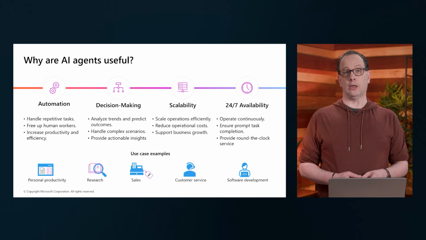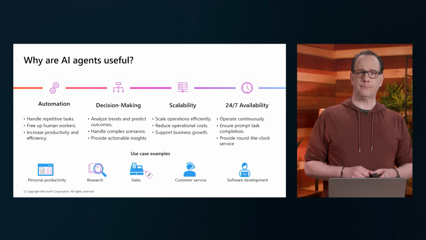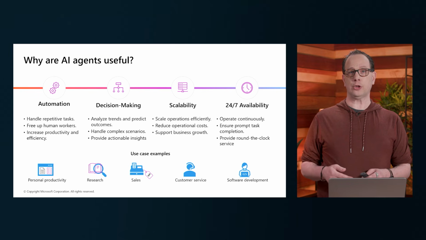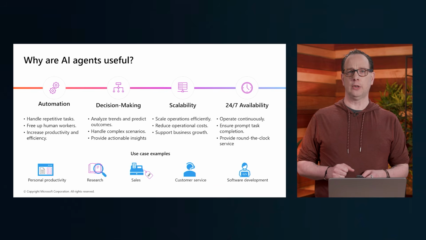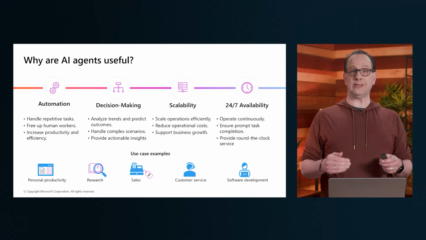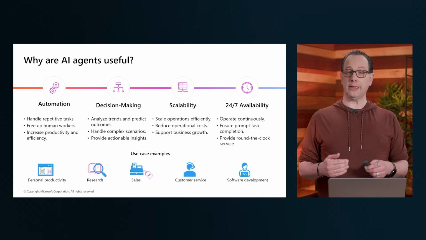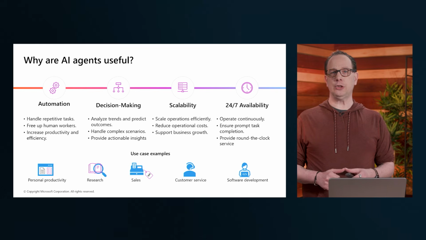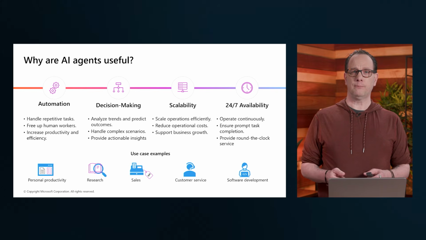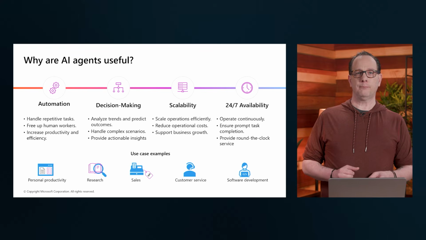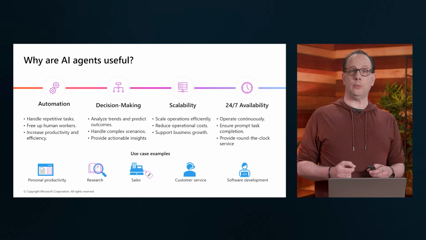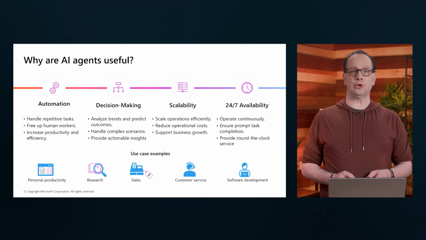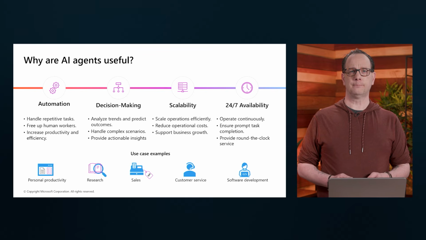Another great characteristic of AI agents is scalability. AI agents can scale operations without the need for proportional increases in human resources. This is super beneficial for businesses looking to grow without significantly increasing operational costs. And then last, AI agents provide 24/7 availability. Like almost all software, AI agents can operate continuously without breaks, ensuring that tasks are completed promptly and customer service is available around the clock.